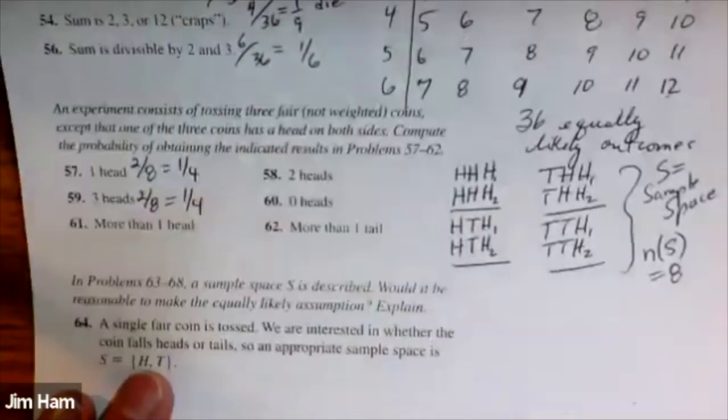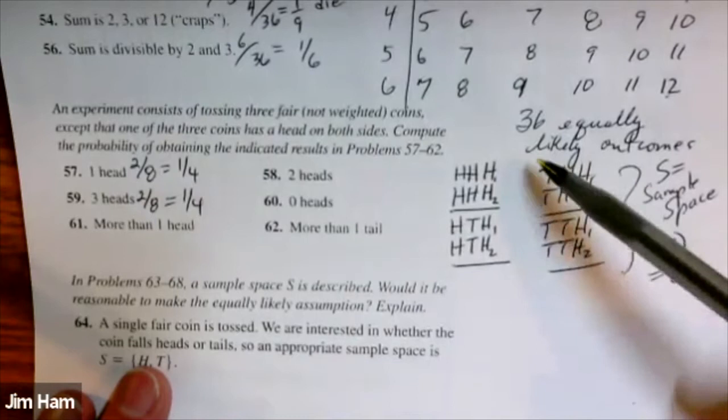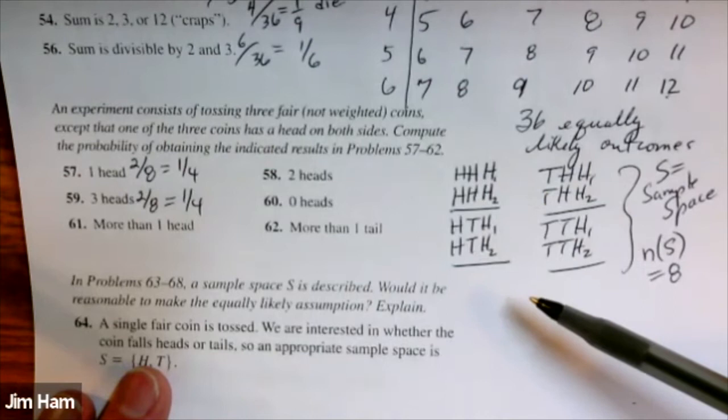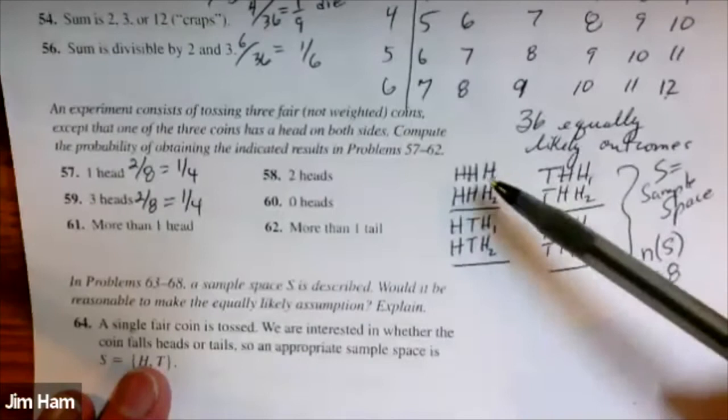Three heads, just those two outcomes there out of the eight. More than one head. Well, every outcome. No, this says more than one head. So that means two or three, right? Yeah. So we don't want to count those, but more than one head, more than one head, more than one head.